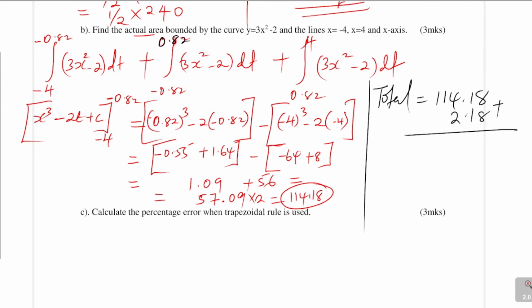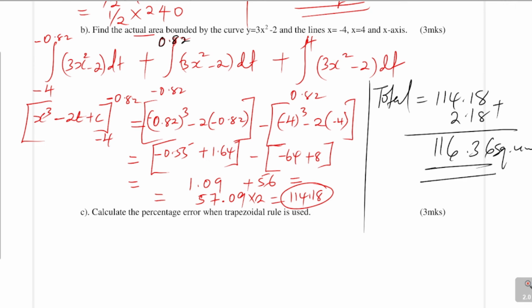Plus 1 plus 2.18. So this gives 116.36 square units. So that is how you get the actual area by integration.